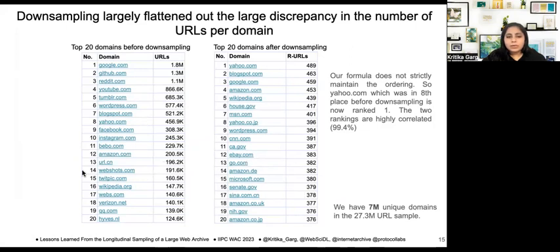For example, yahoo.com, which was in 8th place before the downsampling, is now ranked 1. The two rankings are highly correlated, with a correlation of 99.4%. So even though these tables look different before and after the downsampling, they are very similar.